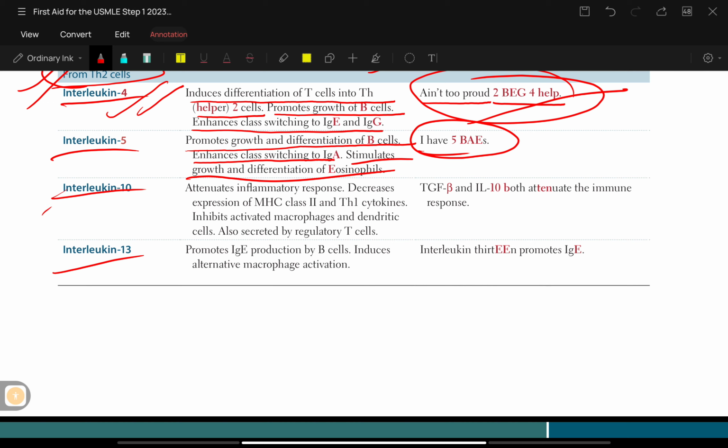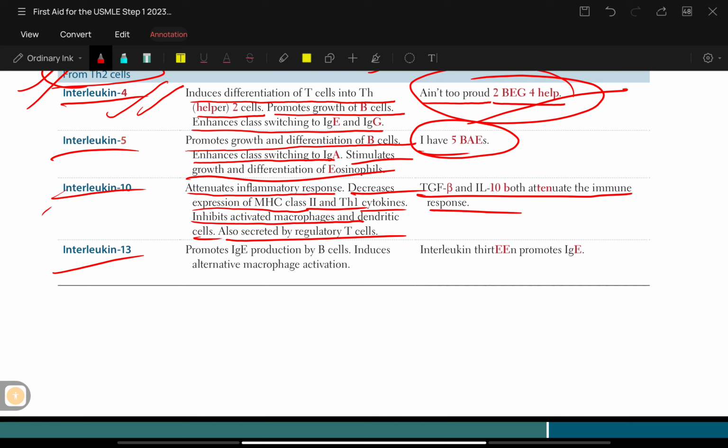Now interleukin 10. Talking about interleukin 10, it attenuates inflammatory response. It decreases expression of MHC class 2 and Th1 cytokines, inhibits activation of macrophages and dendritic cells, and is also secreted by regulatory T cells. Now, TGF beta and interleukin 10 both attenuate the immune response.